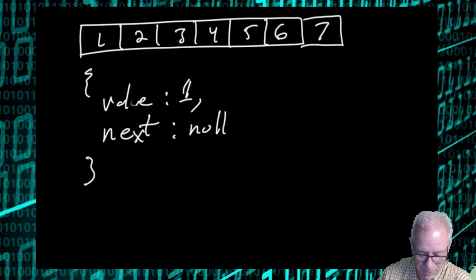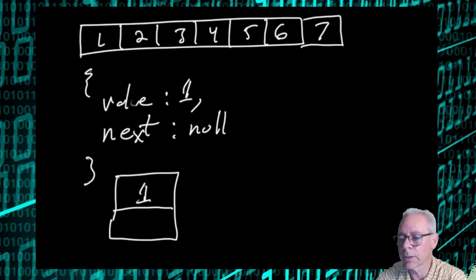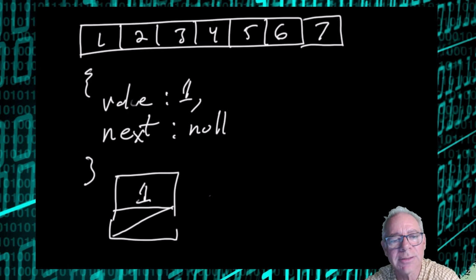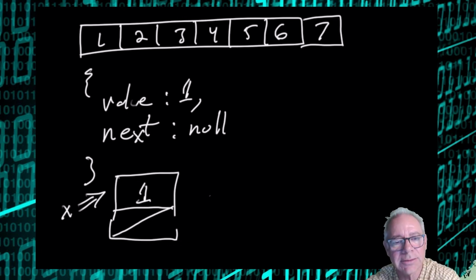And if I were to draw a picture of that, I might draw something like this, where it has two parts. It has a value part, and it has what's called a reference part, which would point to the next element of the linked list. If there are no other elements in the linked list, usually this is drawn with a line through it. So if I had a variable pointing to this thing, this is how I would draw it.